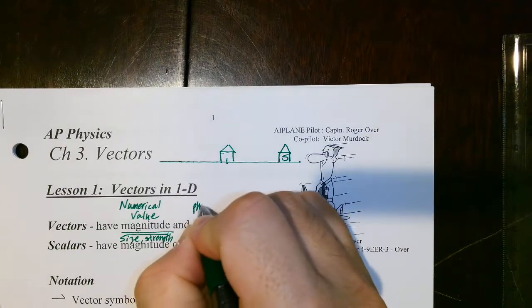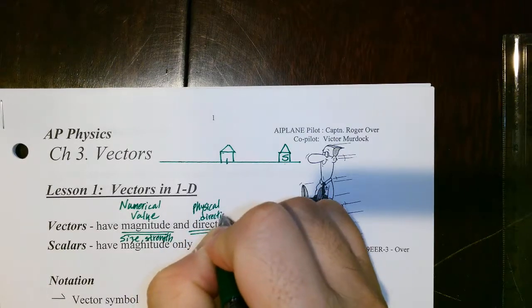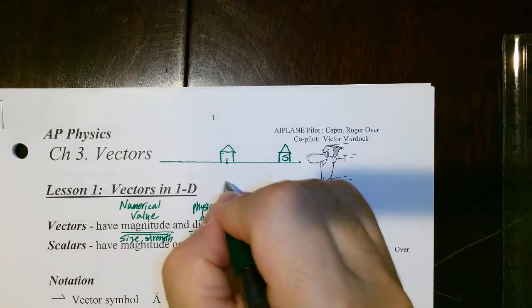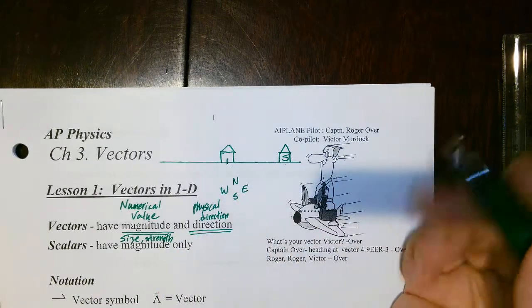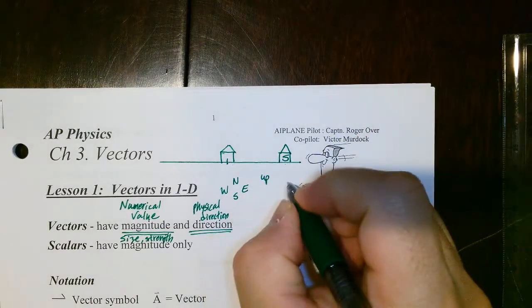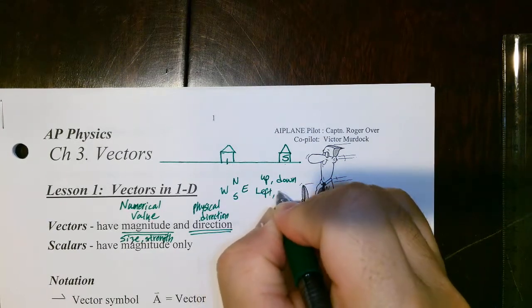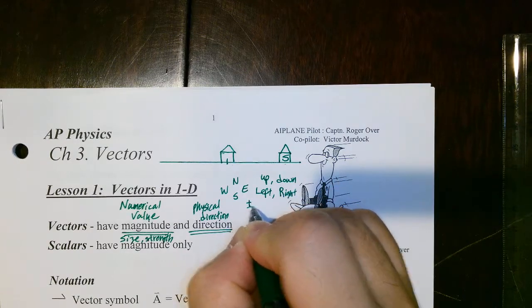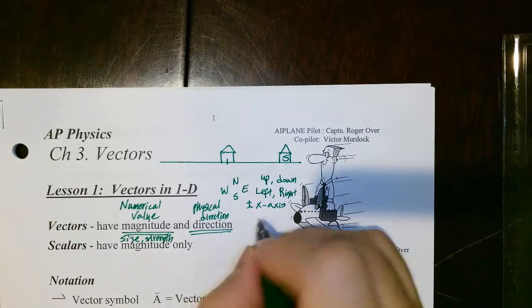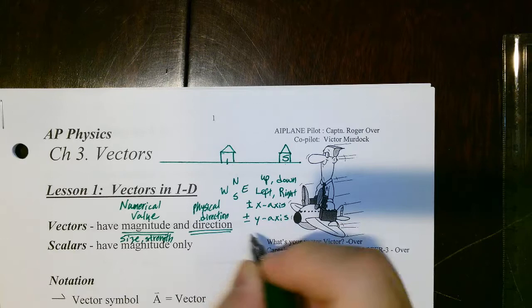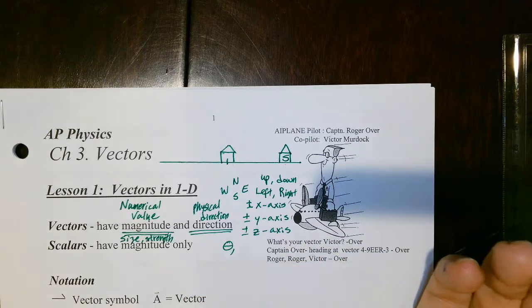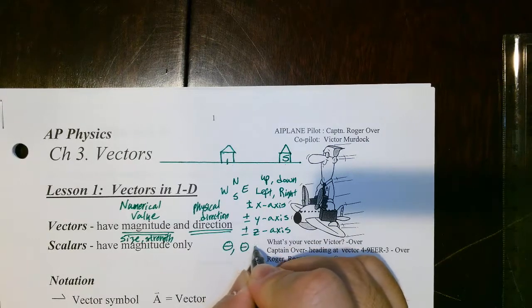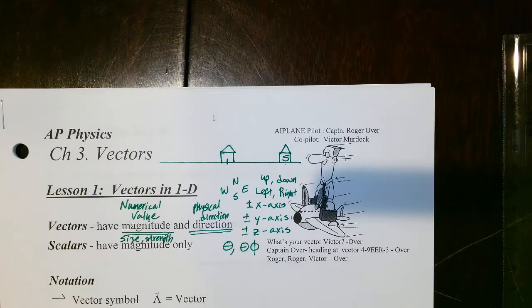Direction has to be a physical direction. That means it could be the 4 cardinal points, north, south, east, and west. Never eat soggy waffles. Or it could be up, down, left, right. Positive or negative x-axis would be a physical direction, positive or negative y-axis, positive or negative z-axis. You could give direction with the angle theta, and later on you'll see not only theta, but theta and phi in combination. So direction can be given in many different forms.